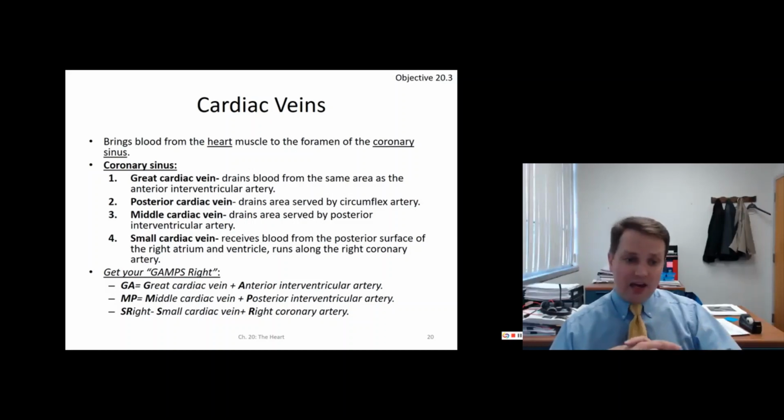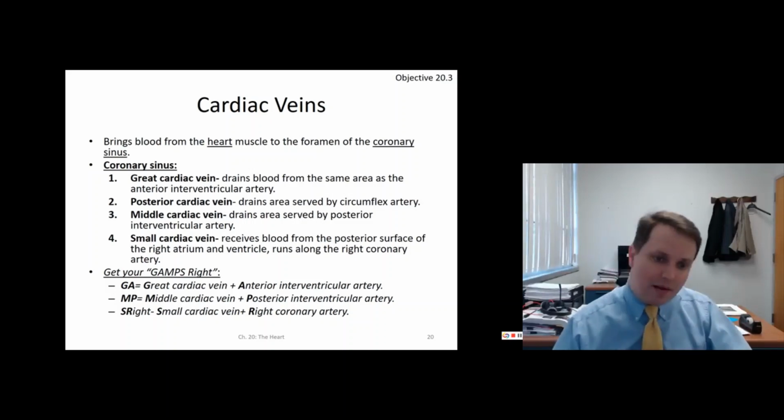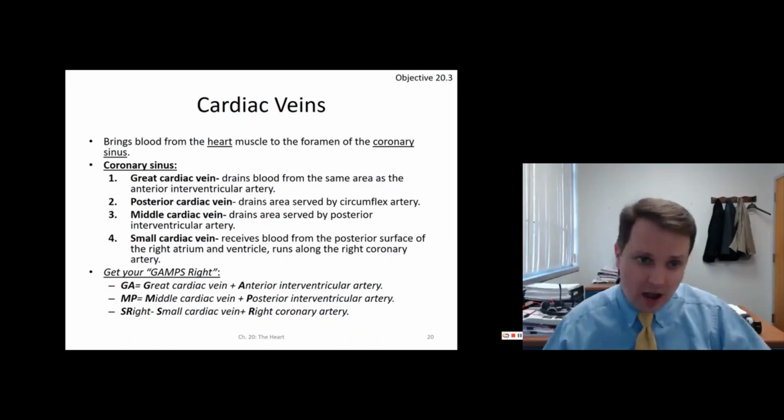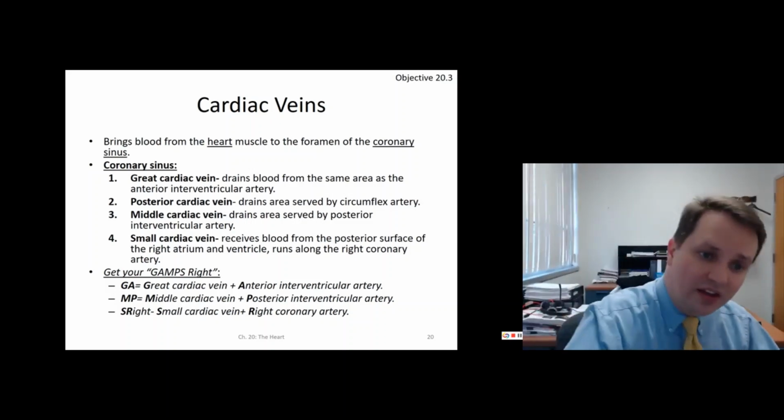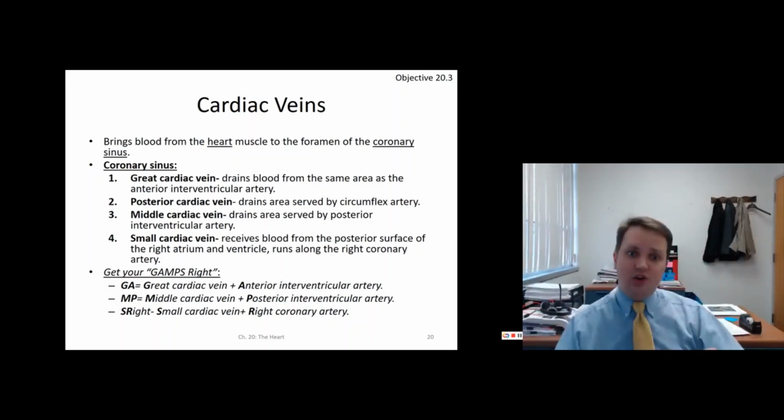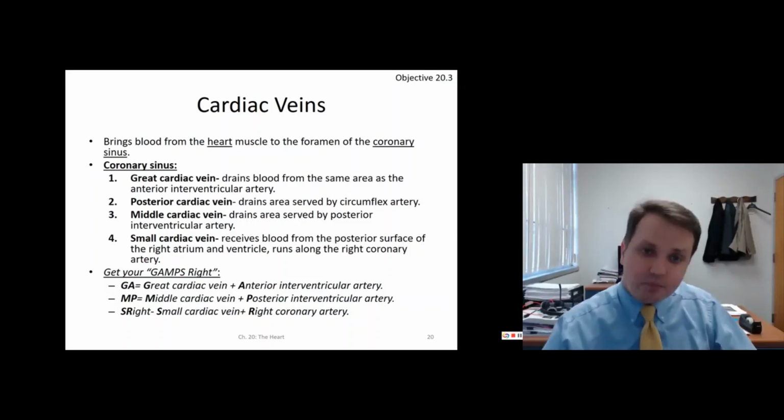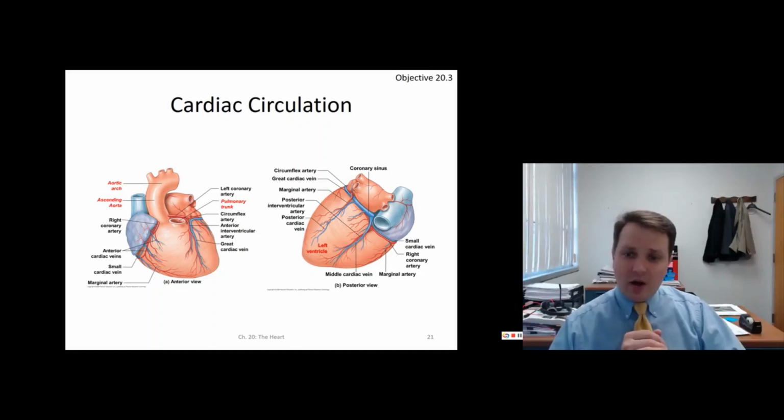And so, GA, MP, S right. GAMPS right is a way to remember. Get your GAMPS right. I just added "get your" to make the mnemonic work a little bit better. GAMPS right will help you keep up with these for lab and lecture. Usually I find that the coronary arteries are easier to learn than the veins. You could see all those here. We discussed them and showed them in diagrams and models in the lab as well.